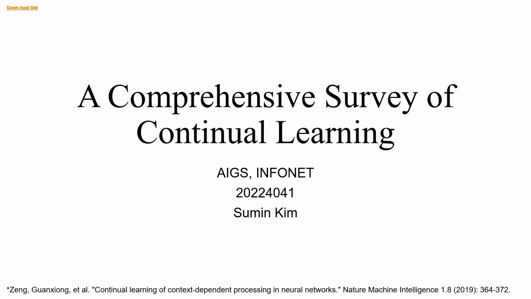In this session, we plan to cover continual learning, and the title of the paper is Continual Learning of Context-Dependent Processing in Neural Networks. The presentation is expected to be lengthy, so if you have a question, come to room 315 after the presentation.